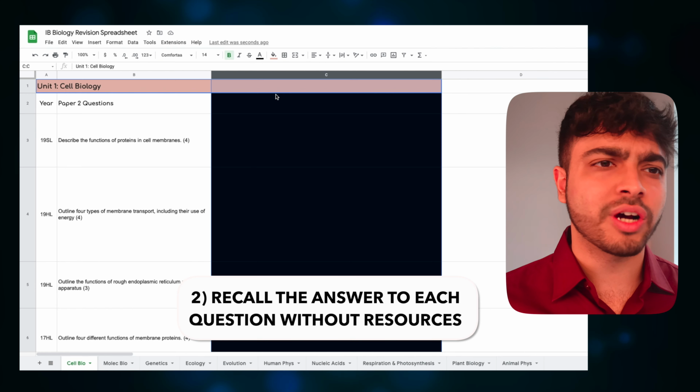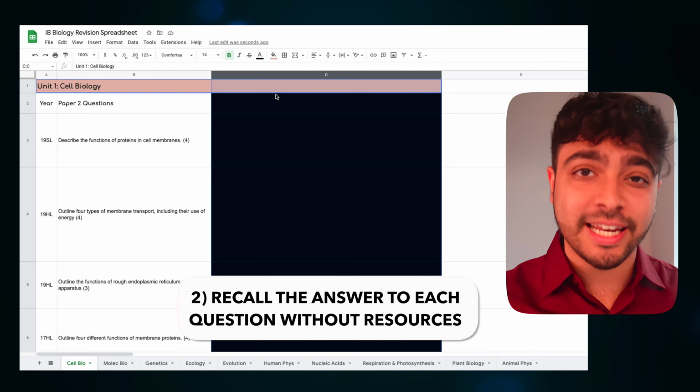Let's tackle the first question. So what I do is that I would highlight these questions in black so I can't see them anymore, they're hidden. And this is when I try and recall all the specific points in that answer from memory, try and remember what I know, try and work out in my head without using any resources.